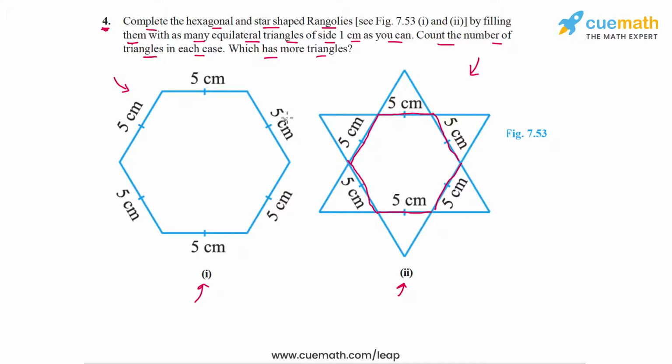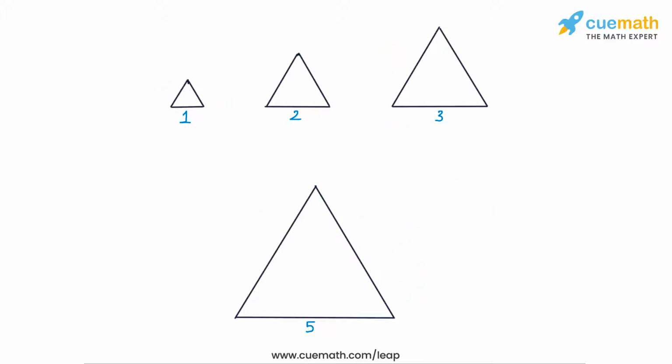But to understand how to count the equilateral triangles and how many equilateral triangles we can draw within each of these figures, I want you to think about this sequence of equilateral triangles that I have drawn here. So the first one is of side 1 and the second one is of side 2. This one, the third equilateral triangle, is of side 3, and this here is of side 5. So how many triangles of side 1 can you fit in this second triangle of side 2?